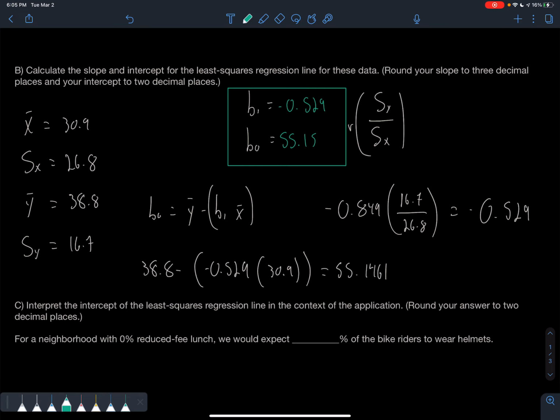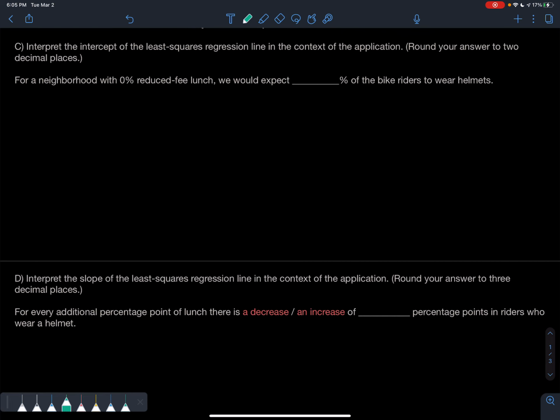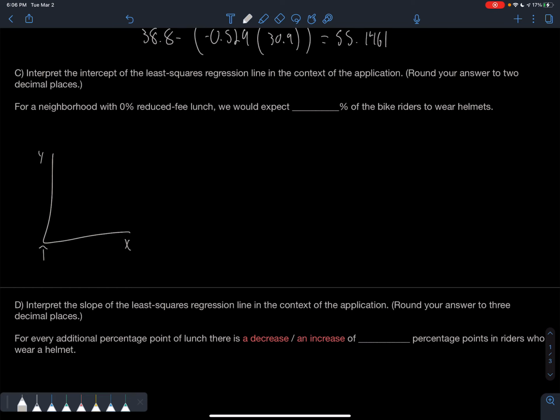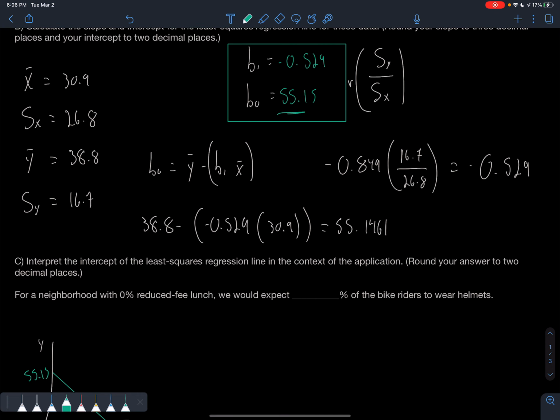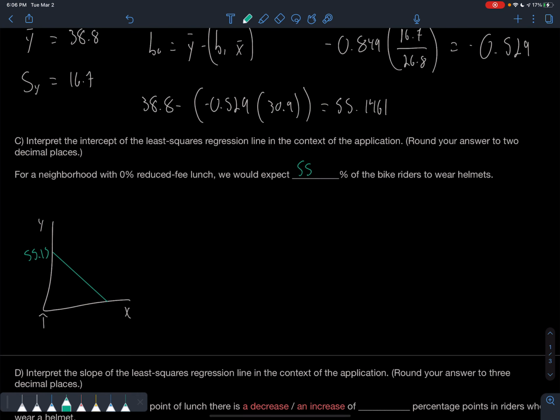Okay, next question. Interpret the intercept of the least squares regression line in the context of the application. For a neighborhood with 0% reduced fee lunch, we would expect what percent of bike riders to wear helmets? Interpreting this is pretty simple. It wants to find where 0% lunch is, which is essentially our y-intercept. And you can literally just use the y-intercept. So the percentage point that this should intercept at is 55.15, which we just calculated up here. So 55.15% should be our answer for this question.